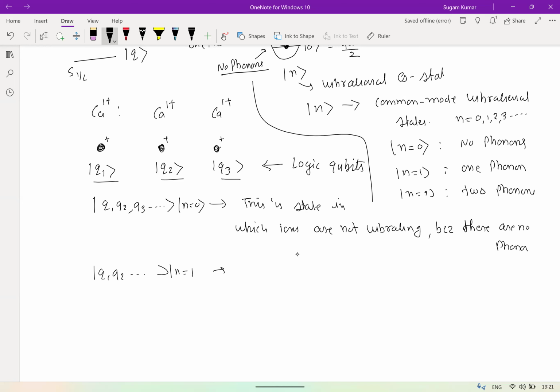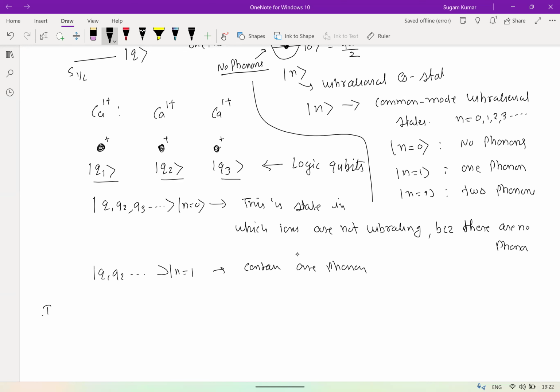But when you have a state like 1, 2, 3 like this, and n equal to 1, this is a state containing one phonon. In this state, the atoms or ions are vibrating, and all the ions are vibrating. So all the ions are going in one direction or in this direction. So this is the common mode oscillation.